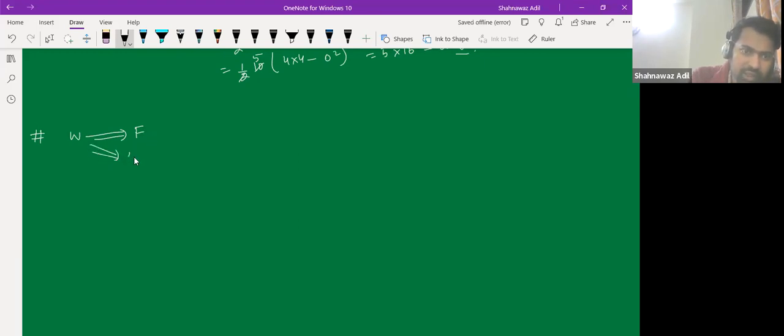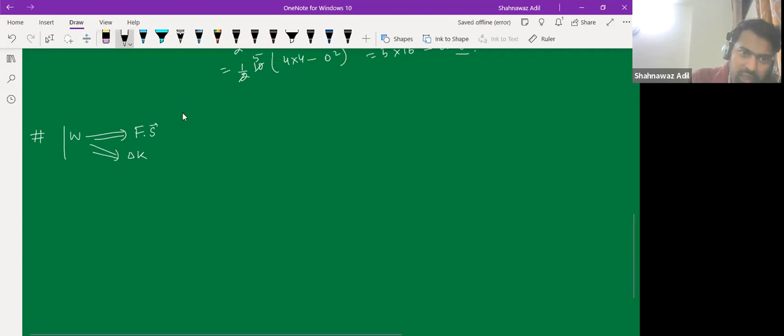Okay, so always remember that you can calculate the work done by force or by change in kinetic energy. This is F dot S, or if we are talking about small work done, that would be F dot ds. So always remember this.